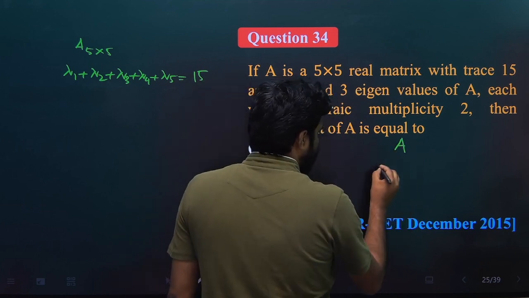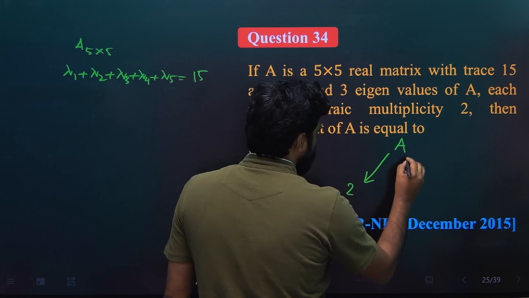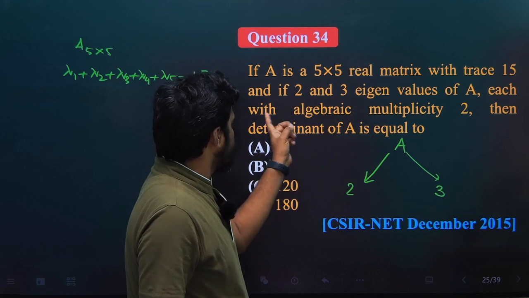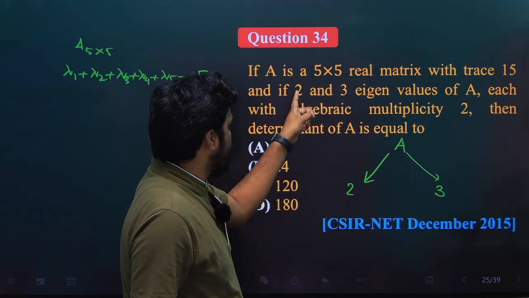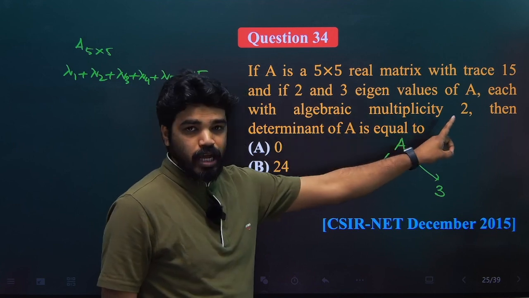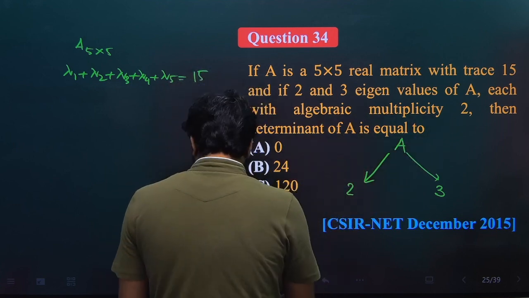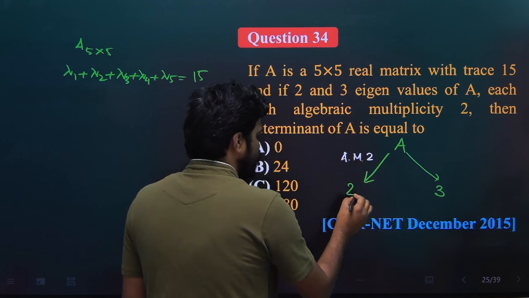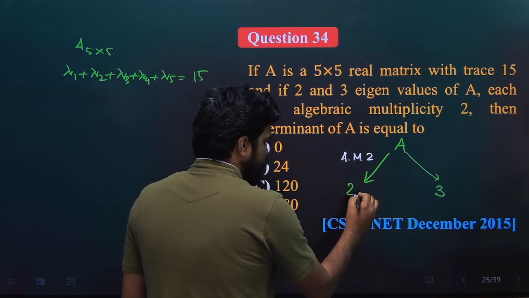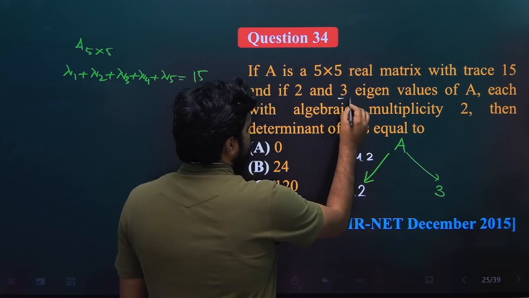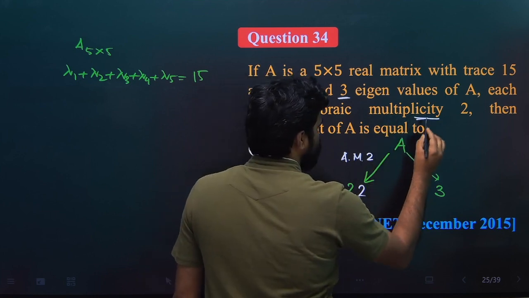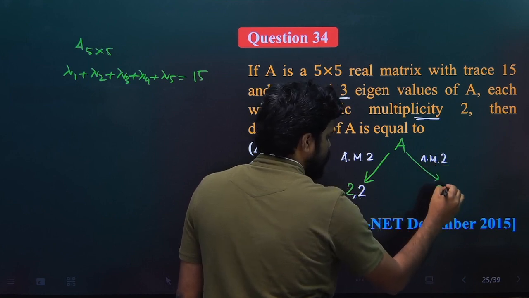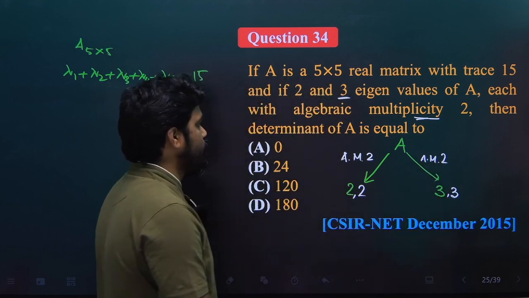A matrix is given, and its eigenvalues are 2 and 3, okay? Each with algebraic multiplicity 2, that means each root is repeated 2 times. It is given that algebraic multiplicity is 2, what does it mean? That means this root is repeated 2 times. 3 is an eigenvalue with algebraic multiplicity 2, that means 3 is repeated 2 times, getting my point?